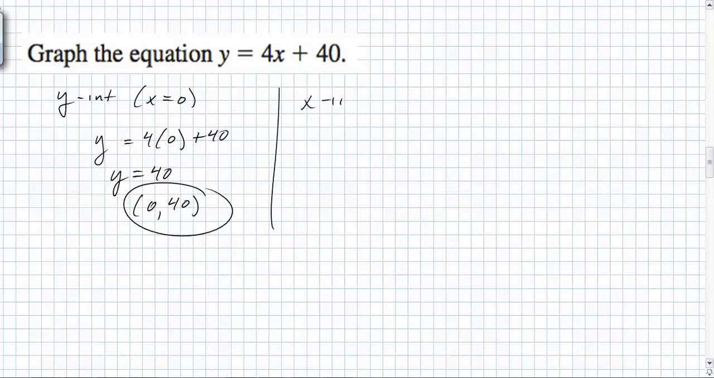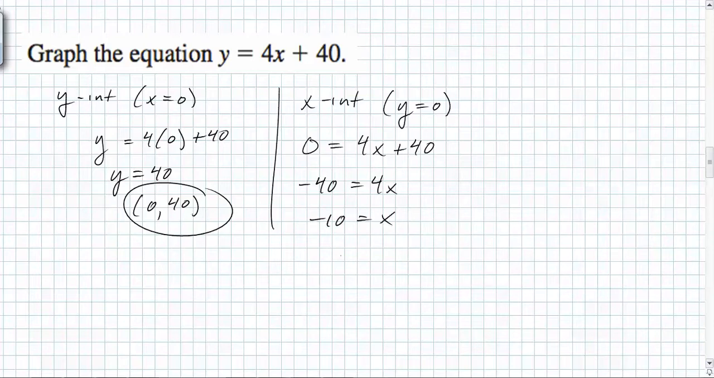If we wanted the x-intercept, that's going to be when y is equal to 0. So that's going to be 0 equals 4x plus 40. Subtract 40 from both sides and get negative 40 equals 4x. Divide both sides by 4 and you end up with negative 10 is equal to x. So that means when x is negative 10, y is 0.